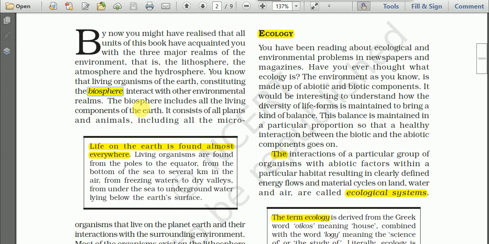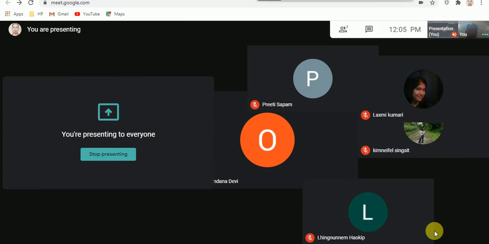Living organisms of the earth constituting the biosphere interact with the other environmental realms. Means living organisms interact with the other spheres. So what do you mean by biosphere? The biosphere is the part of the earth's crust, waters, and atmosphere that support life.